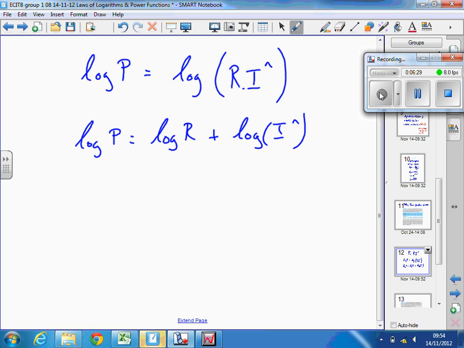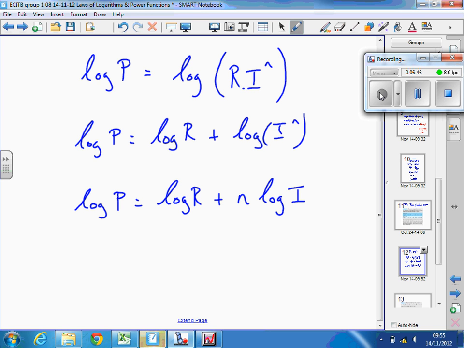And now, like we were doing for the initial equations, that n can then come down and become a multiply. So log P equals log R plus n log I. And again, we can go straight from that line to that line because we're using the laws of logarithms, and we can do that in one hit. Multiplication, R times I to the n becomes addition, so that's where this comes from. And if I've turned it to a logarithm, that n can come down and become a multiply. So we just write that down.